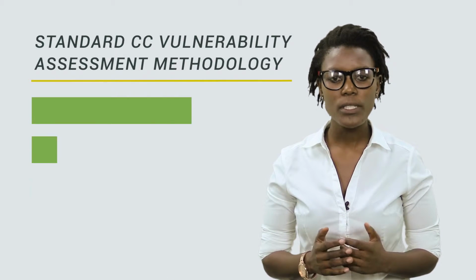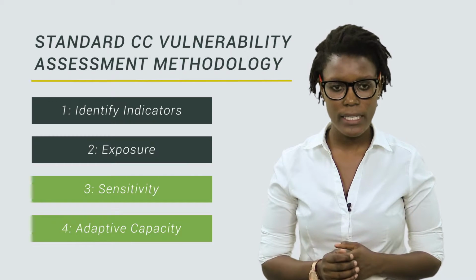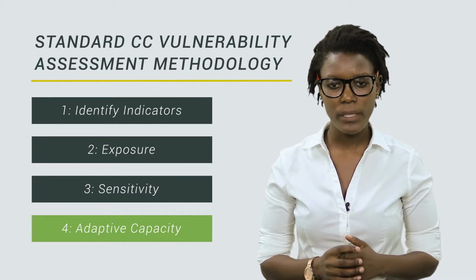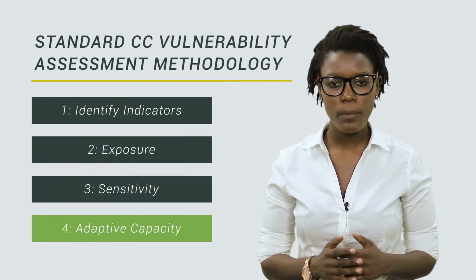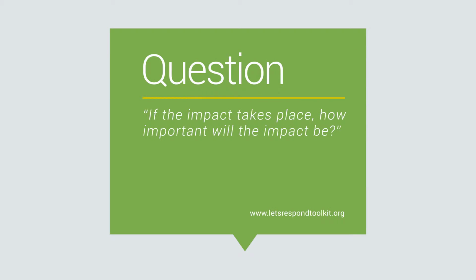In the previous videos, you went through the first two steps of conducting a climate change vulnerability assessment, which was developing a list of climate change indicators and assessing whether you're exposed to these indicators. In this video, you're going to look at the third step of the vulnerability assessment, which will help you to determine how sensitive your area is to the climate change indicators. You can approach this third step by asking yourself, if the impact takes place, how important will the impact be? You usually answer the sensitivity question using a rating of high, medium, or low.